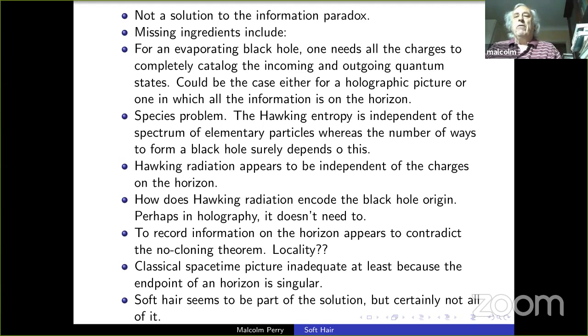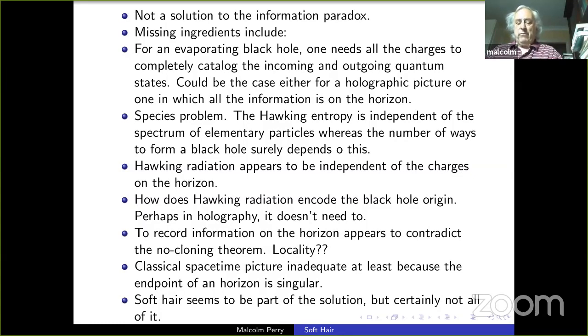The trouble with all of this is it's not really a solution to the information paradox. It seems to me that it's a step on the way to understanding what is going on, but some of the missing ingredients we just catalogue here. The first is that if this is to really describe a way of solving the information paradox, it must be the case that all of the charges have got to classify the incoming and outgoing quantum states. That is to say, that if you know what the charges are, you know what the quantum state that gave rise to the black hole, or alternatively, if you knew the charges at infinity, that would correspond to knowing all of what gave rise to the original collapse.